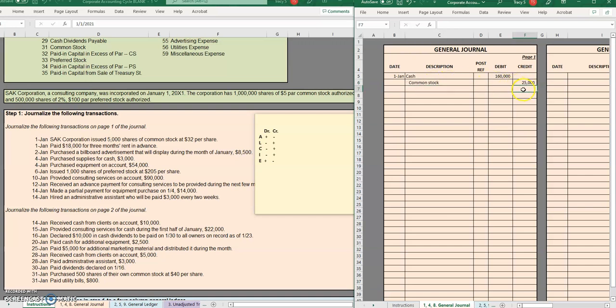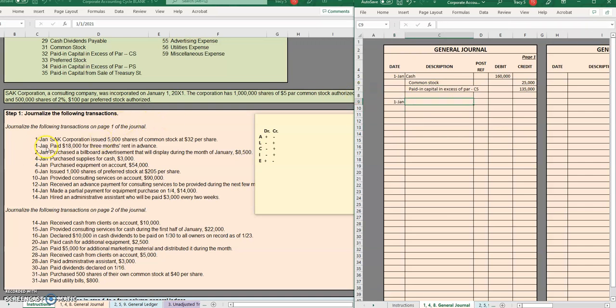Right? And then that begs the question, what is going to be that last account that we use in order to make these balance for that $135,000 credit that's missing? That will be, and we can even go up here for a little cheat sheet, paid-in capital in excess of par, common stock. There we go. All right, that's it for the first one. Let's go on to the second one.